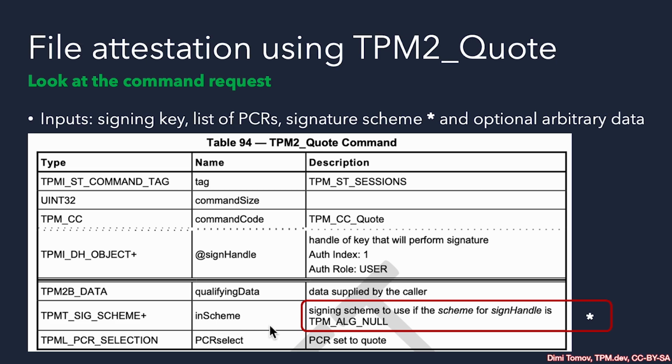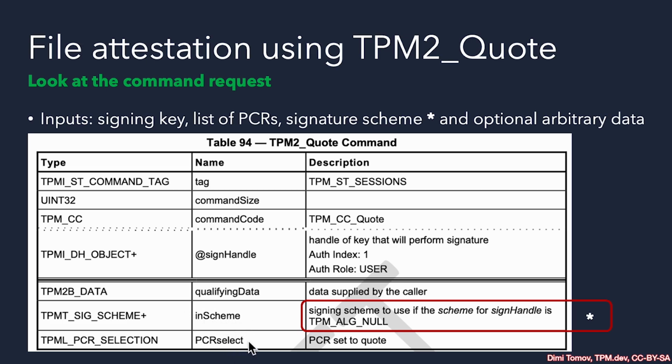inScheme tells us what is the signing scheme to be used by the TPM, and this usually is already specified in our key, but in case it is set to no, and this is the TPM_ALG_NULL define, then this command will look at that field inScheme to determine what signature scheme should be used to perform the digital signature over the evidence.